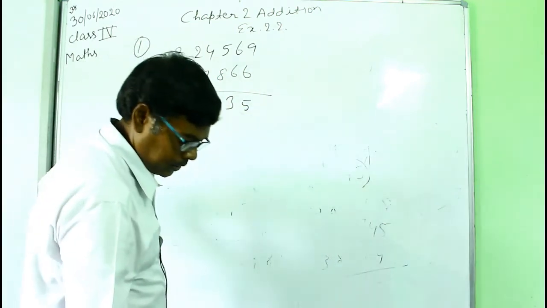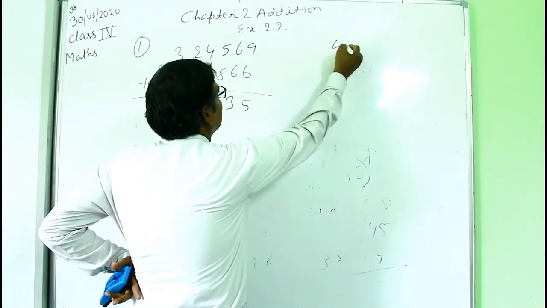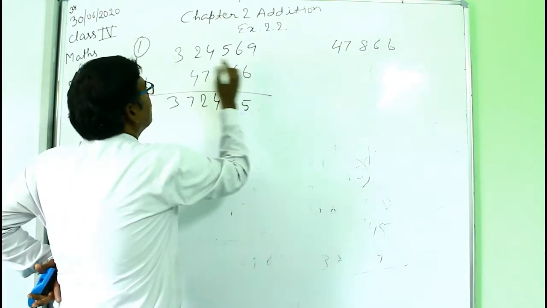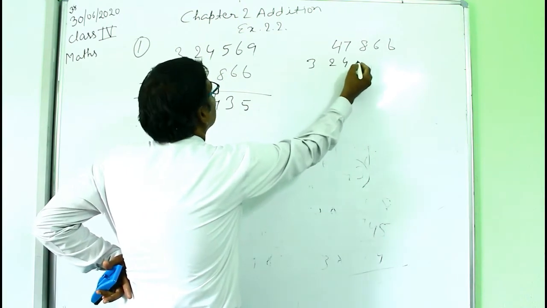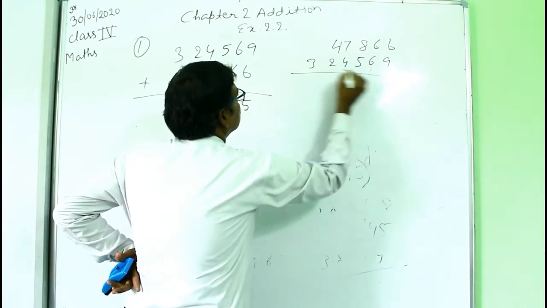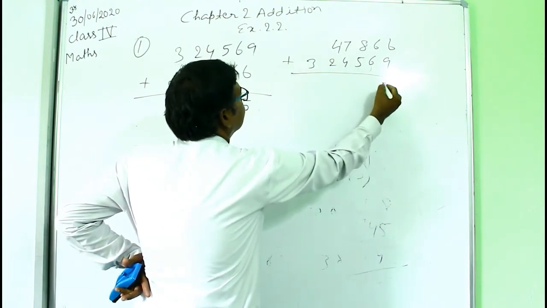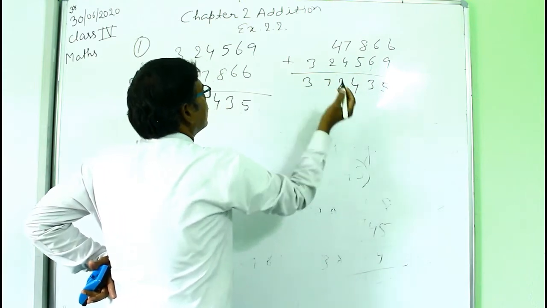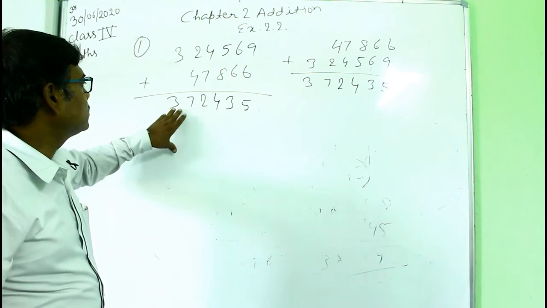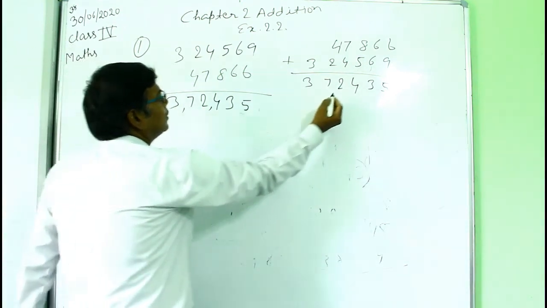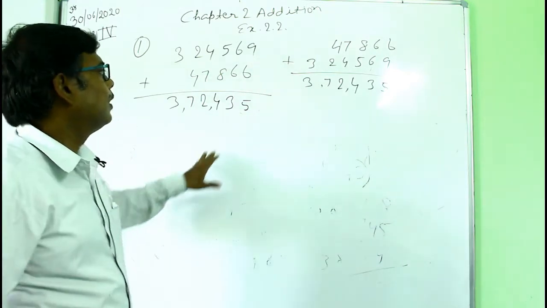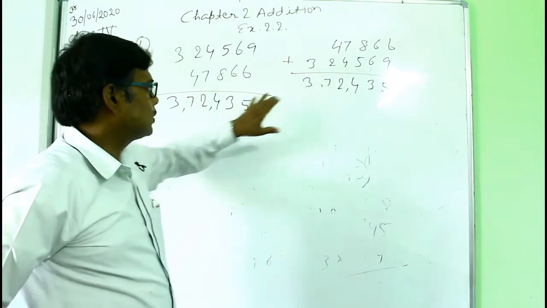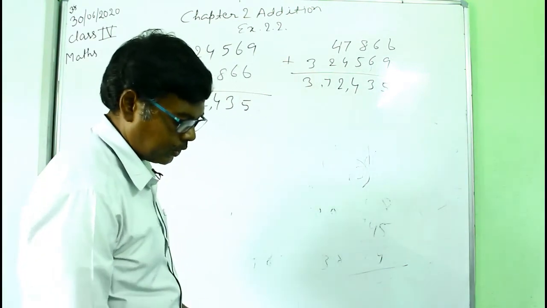Now next, you have the numbers, just reverse them. 47,866 and the other number is 3,24,569. Then add these two numbers again. Now see here that the answer is 3,72,435 here, and here also the answer is 3,72,435. So both answers are equal. So here you will write the equal sign between them.